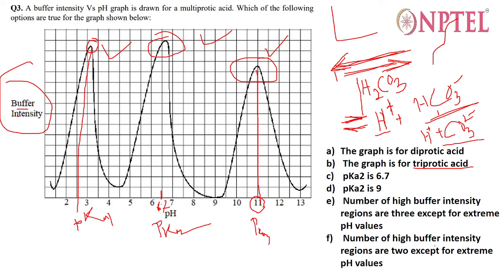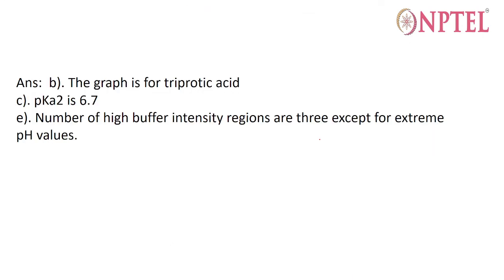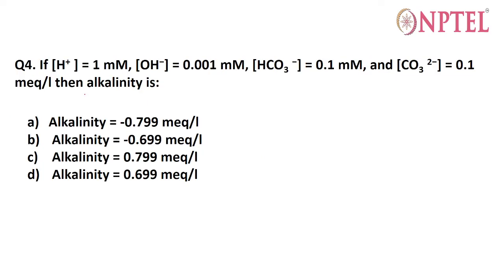And also the number of high buffer intensity regions is three, except for the extreme pH values. Extreme pH values might be 14 or 1, and it can be different at those pH. So we are not taking the extreme conditions. If you take only this range, then you are getting only three buffer intensity regions. So let's go to the next question.